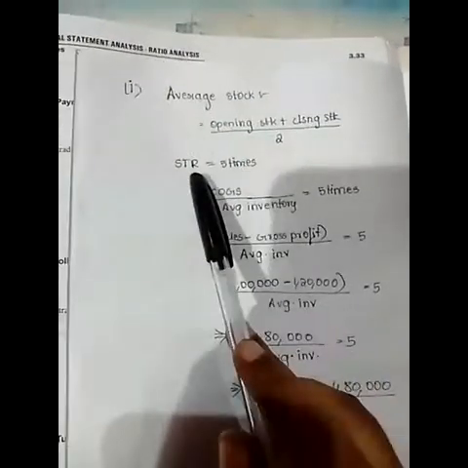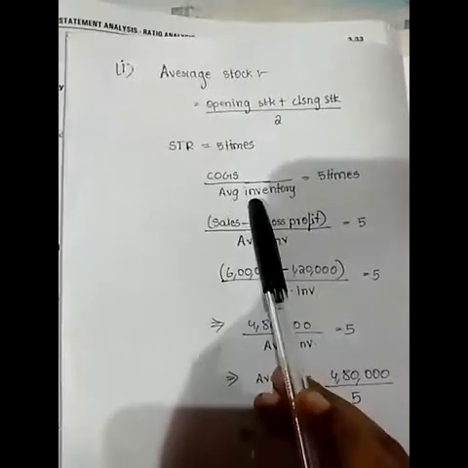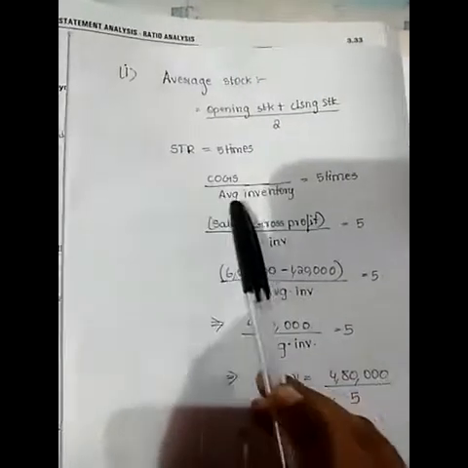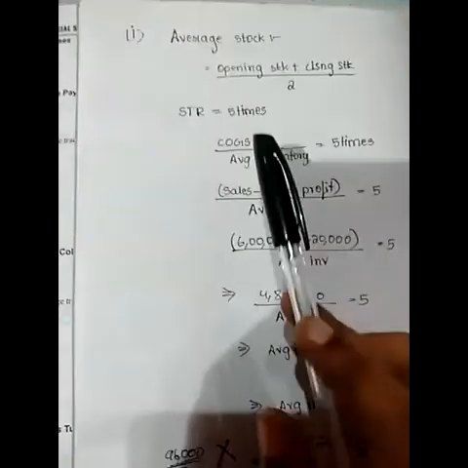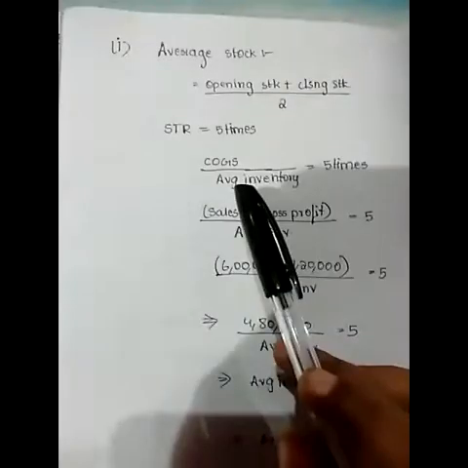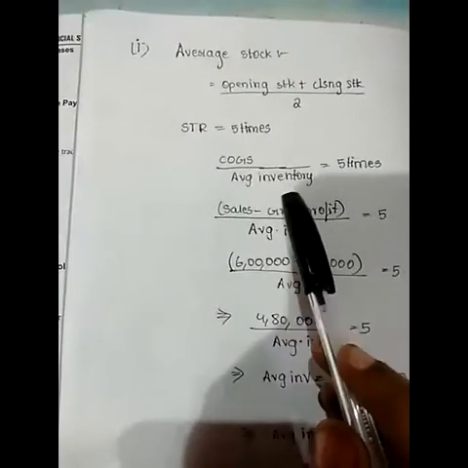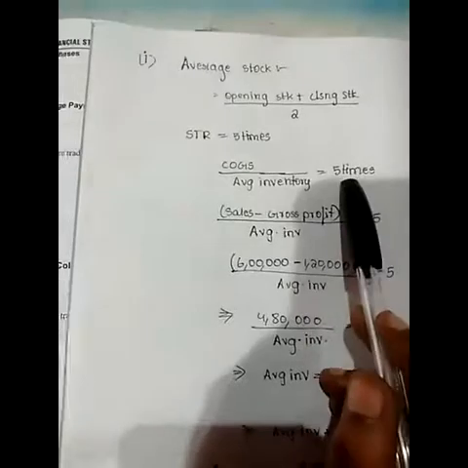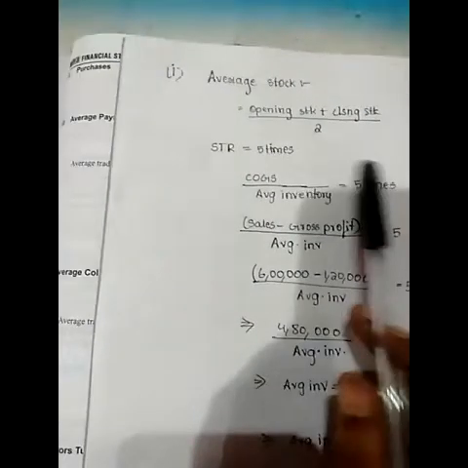What is stock turnover ratio? It is cost of goods sold divided by average inventory. This is the formula for stock turnover ratio. I am using shortcuts, this COGS and STR. Please, you don't use them in the exam. And remember the formula: cost of goods sold divided by average inventory is equal to 5 times. This is given in the question.